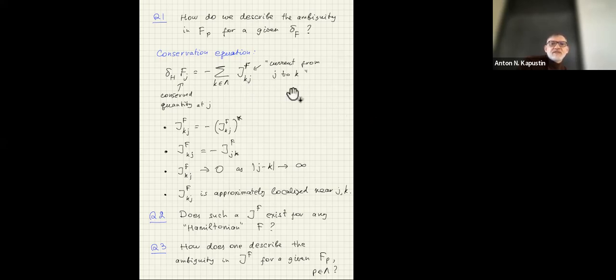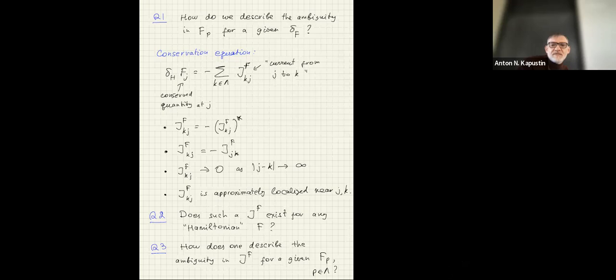And that's a conservation equation. So this sum is like the analog of divergence in space. Each of these should be anti-Hermitian. Naturally, you want them to be skew-symmetric, because the flux or current from j to k should be minus the current from k to j. Plus, the sum had better converge, so you want these to decay when j is far from k. And a natural physical requirement is that this operator, which describes the current from j to k, is an observable localized approximately at least near j and k.